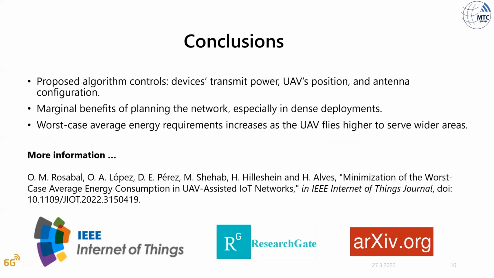So in this paper, we propose an algorithm for controlling the devices' power allocation, UAV position, and antenna configuration. We have some marginal benefits of planning the network, especially in dense deployments, and the worst case average energy requirement increases as the UAV flies higher to serve wider areas. That agrees with the previous results that we just showed.